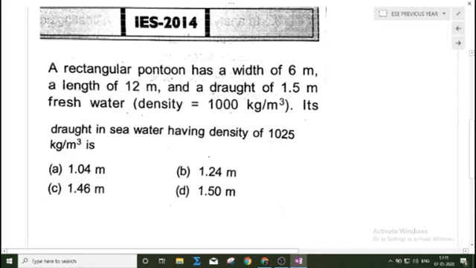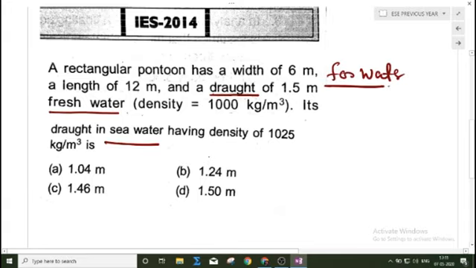So a rectangular pontoon has a width of 6 meter and length 12 meter. And draught, meaning the submerged depth, is given as 1.5 meter in fresh water and it is asking in sea water. So first of all, for water, if you draw the figure, let me draw here.